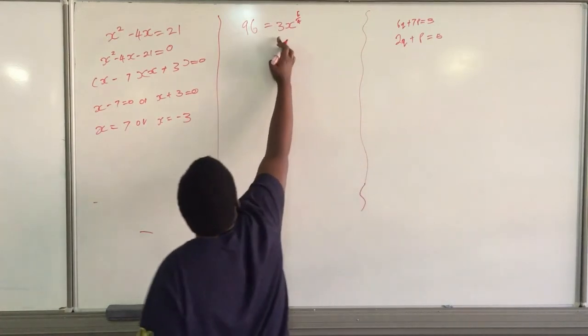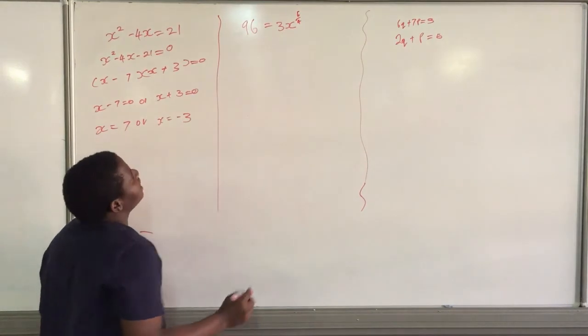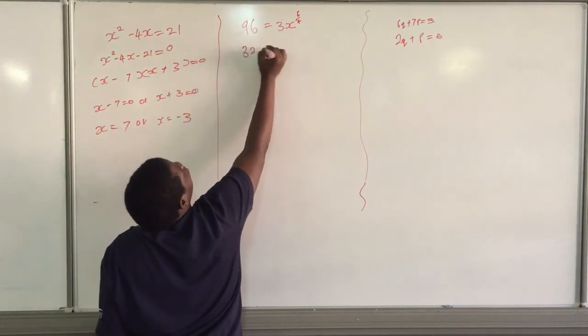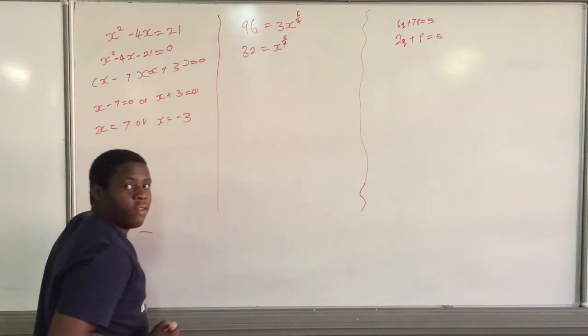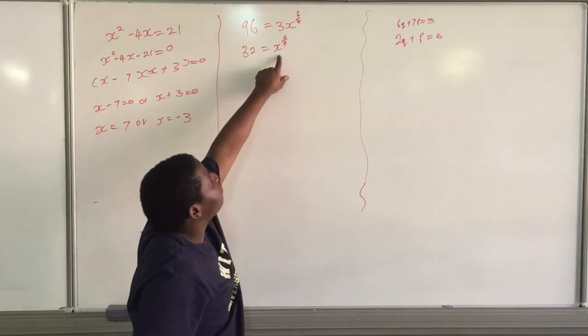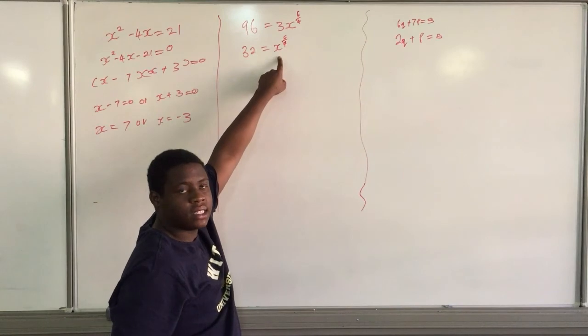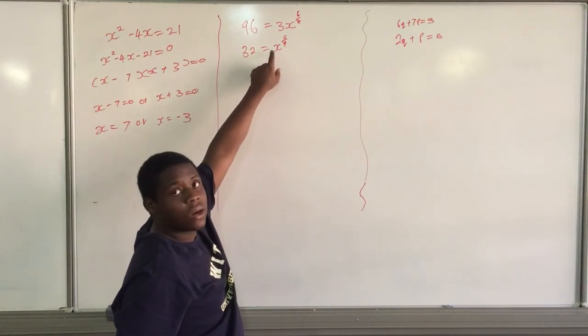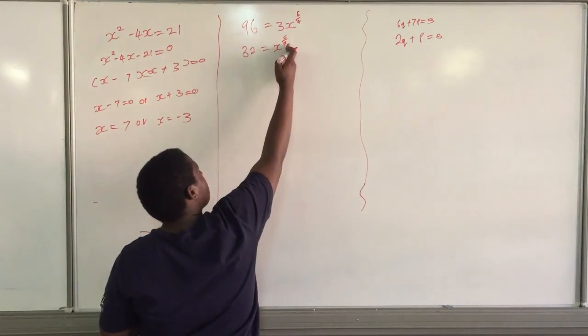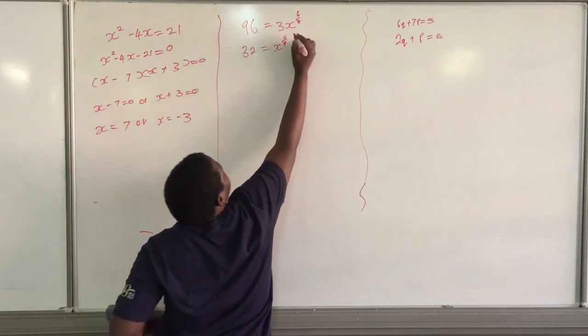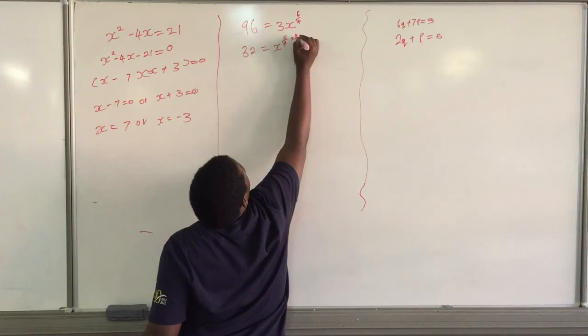So if we divide by 3 on both sides, here we're going to have 32 is equals to x to the power 5 over 4. We need to solve for x, we need to isolate our x in this way. So when we isolate our x here, we can multiply this exponent with 4 over 5.